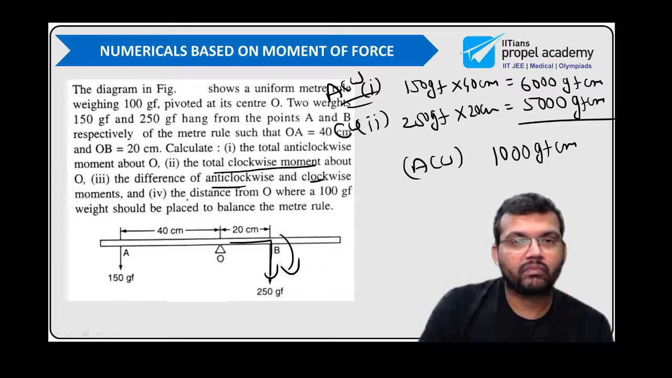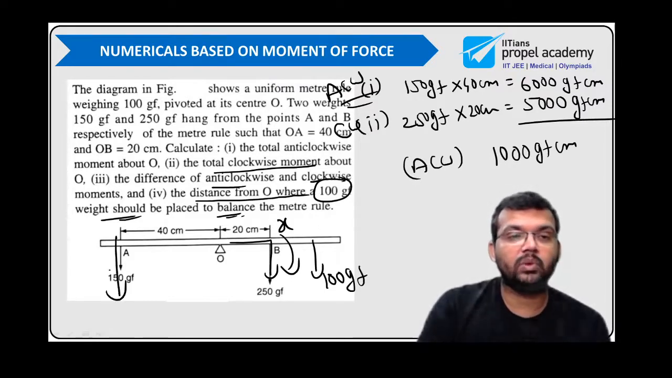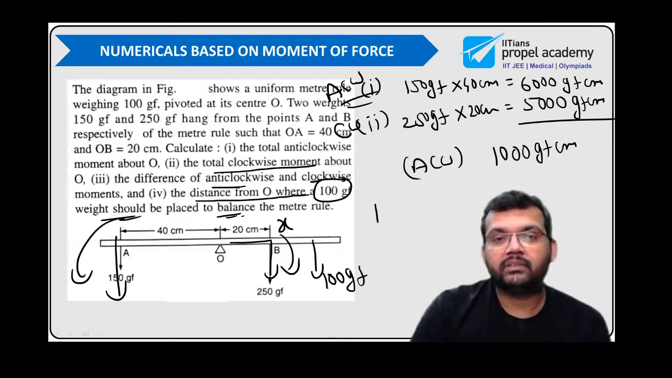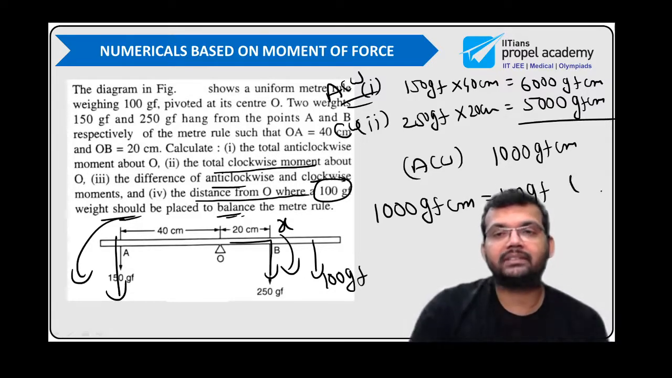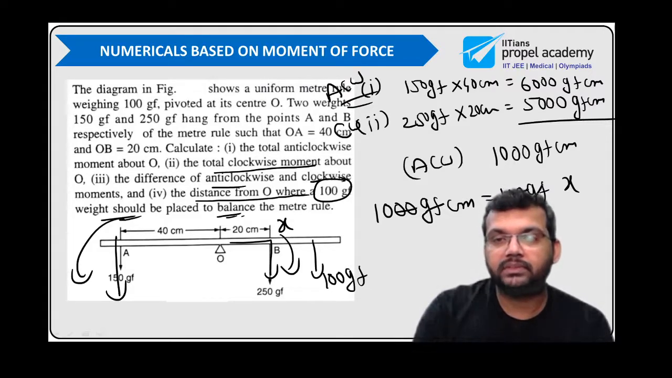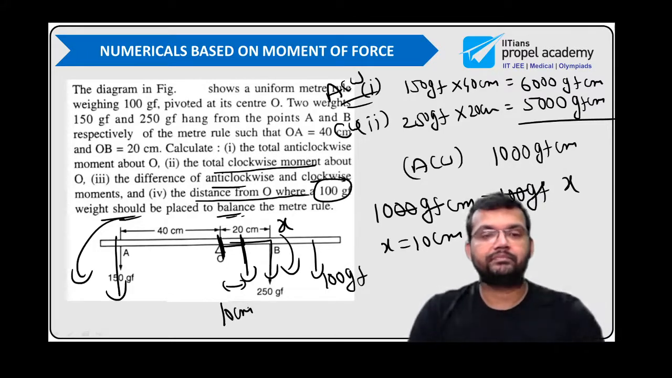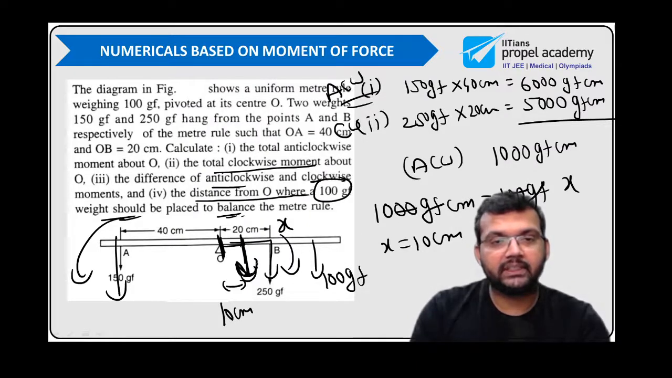Next. The distance from O where a 100 GF weight should be placed to balance. Let's say we keep the 100 GF weight at a distance of X. Why this side? Because this side is more. We should equate 1000 GF centimeter to 100 GF times X. So X equals 10 centimeters. From O, you have to hang it at a gap of 10 centimeters, on the right side.